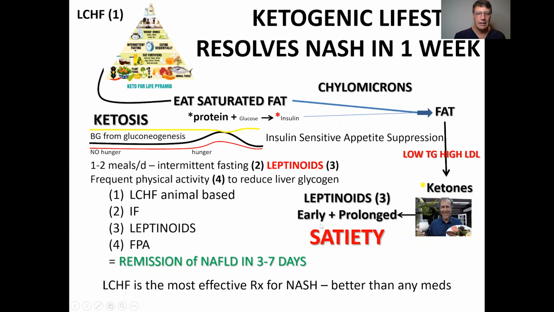And most people know this fella. So the easiest way to resolve fatty liver is to use a low carbohydrate, high fat, mostly animal-based diet, use intermittent fasting of 1, maybe 2 meals a day, use the leptinoids, the hormones that react to saturated fat that tell you that you've had enough to induce early and prolonged satiety, and do frequent bursts of physical activity that encourage cortisol release to release that glycogen and that fat from the liver so that you shrink your liver down.